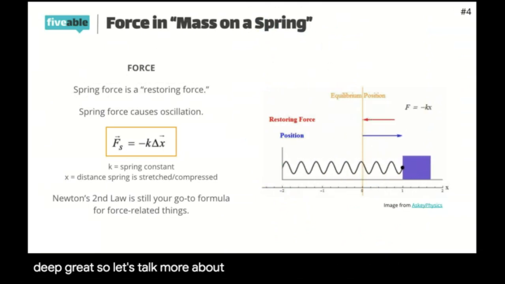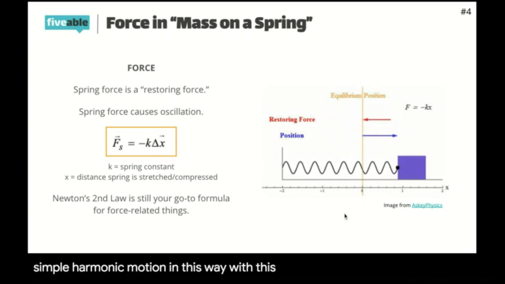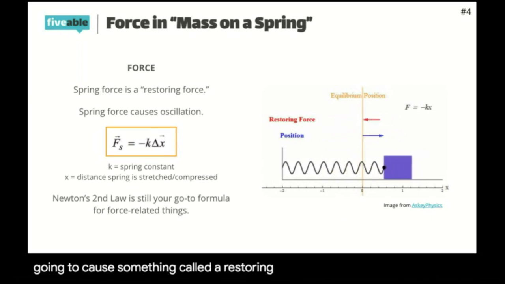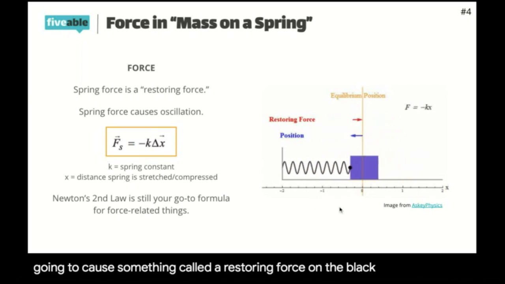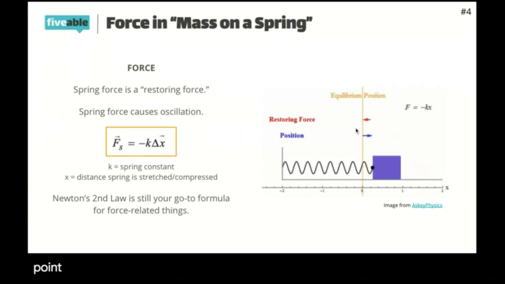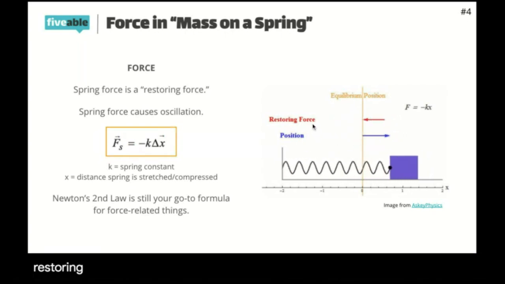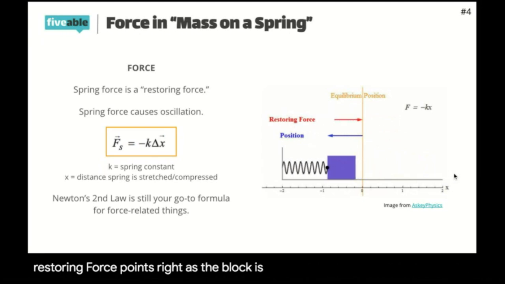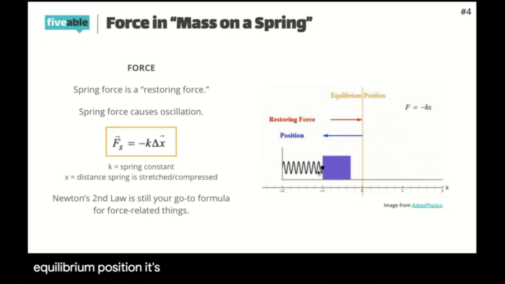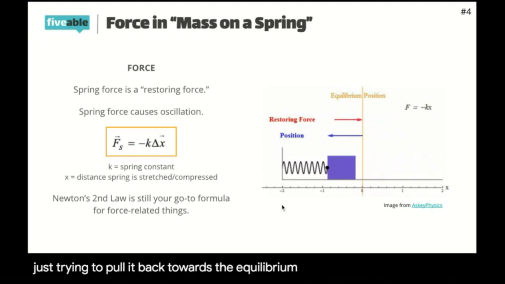Great. So let's talk more about force. When we've got something moving in simple harmonic motion in this way with this mass on a spring, the spring is going to cause something called a restoring force on the block. That's what makes it oscillate. So you can see here that the restoring force is going to point opposite the direction of the motion, right? So as the block is going left, the restoring force points right. And as the block is going to the right, once it passes that equilibrium position, it's going to point in the other direction. It's really just trying to pull it back towards the equilibrium position.